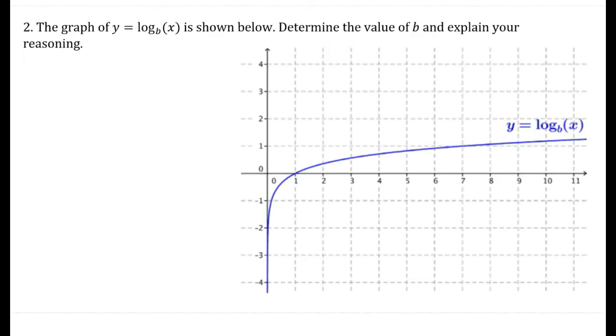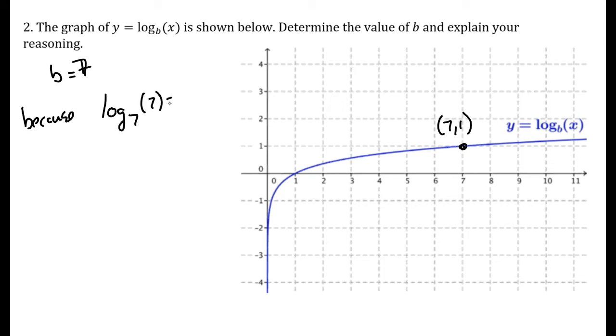The graph of log base b of x is shown below. Determine the value of b and explain your reasoning. So, looking at this graph here, I see that it passes through the point 7, 1. Therefore, b equals 7, because log base 7 of 7 is 1. And if this passes through the point 7, 1, the base of the logarithm must be 7.